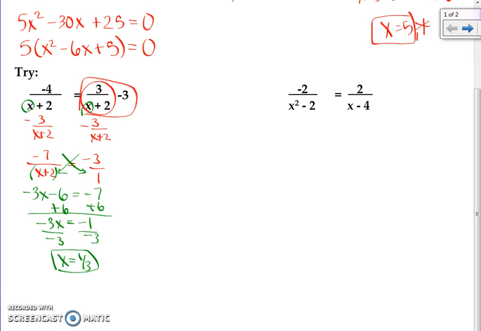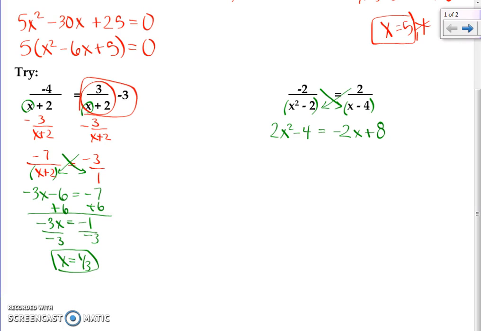So every single problem today, you're wanting to make sure that it's a fraction equals a fraction. We have that on the next one, so we can cross multiply right away. Again, it does help if you put parentheses around anything, just to make sure that you remember to distribute. So if we multiply diagonally here, we've got 2x squared minus 4, negative 2x plus 8.